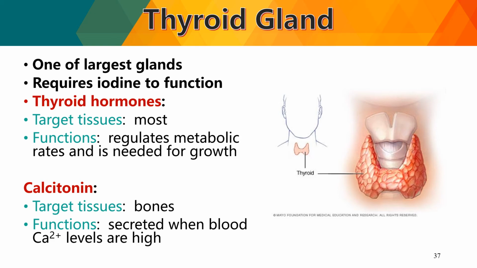And then you also have your calcitonin. This is for the bones. It's secreted when blood calcium levels are high. Okay?